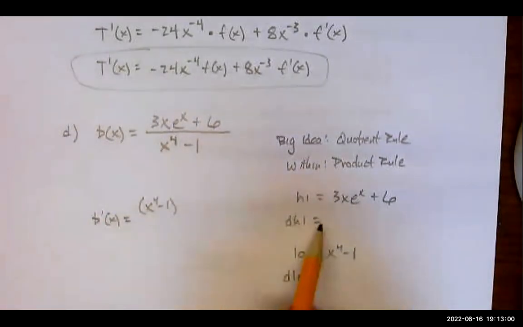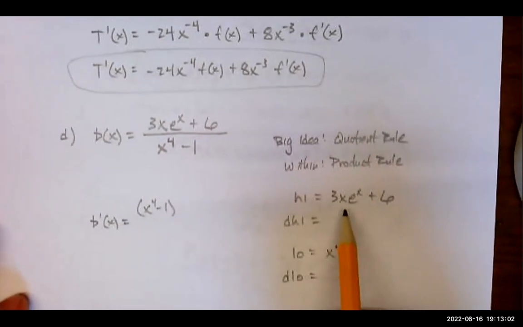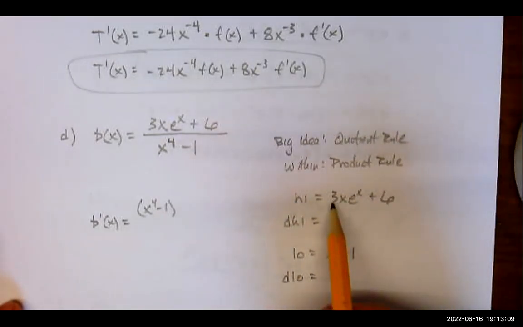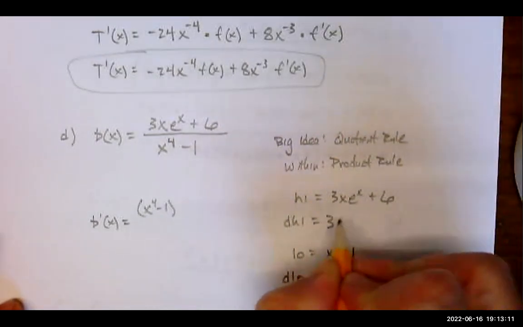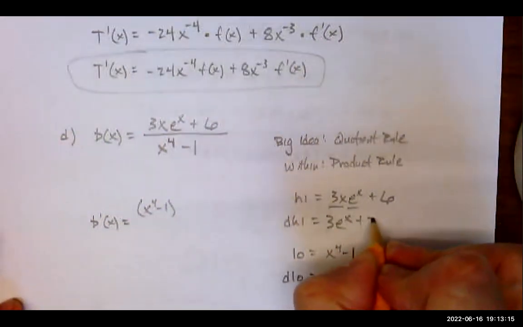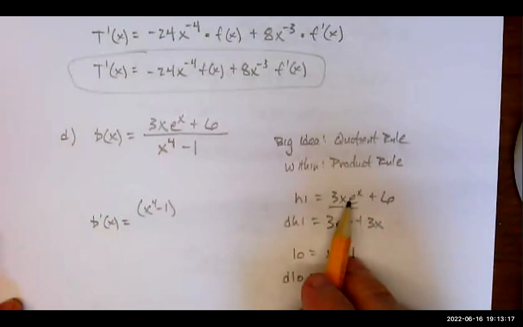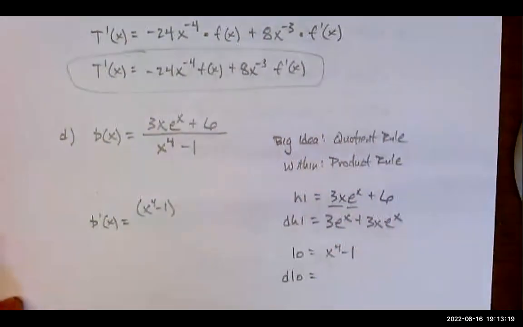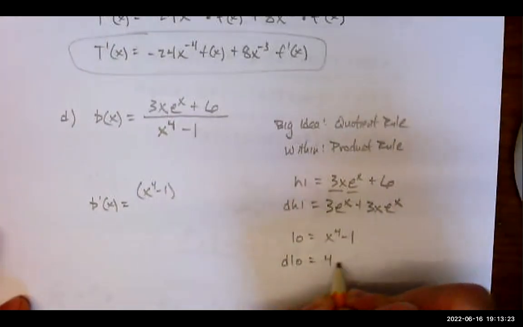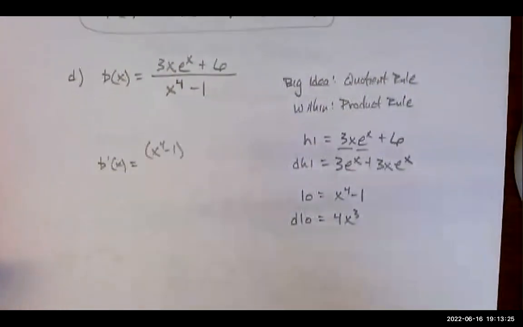I'm definitely not going to have space to write all this now. Okay, let's do the d high. So here, the derivative of the 6 would be 0, so we can forget about that. This product rule would be 3 e to the x plus 3x e to the x. Okay, very nice. Low and d low, that would be 4x cubed.